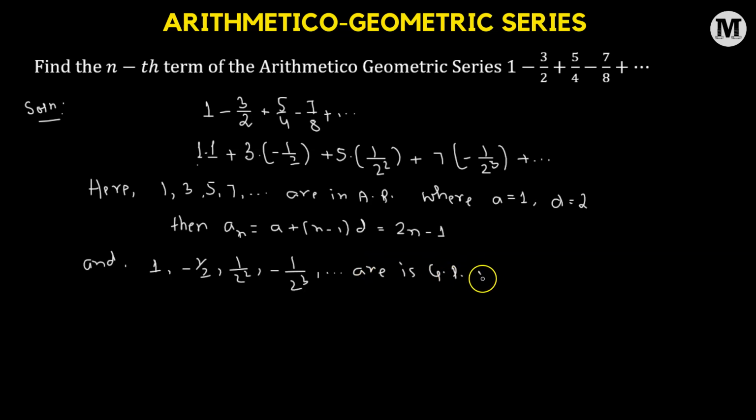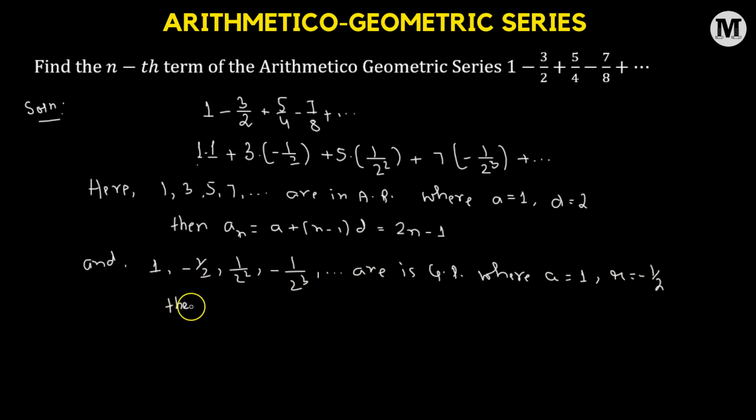Now, if it is a geometric progression, it has a first term, which is 1 in our case, and a common ratio. The common ratio can be obtained by dividing any term by the previous term. If we take the second term, -1/2, and divide it by the first term, that gives us -1/2. We can verify that if we take the third term, which is 1 over 2 squared, and divide it by the second term, -1/2, it also gives us the same common ratio, -1/2. So the sequence is indeed in geometric progression.